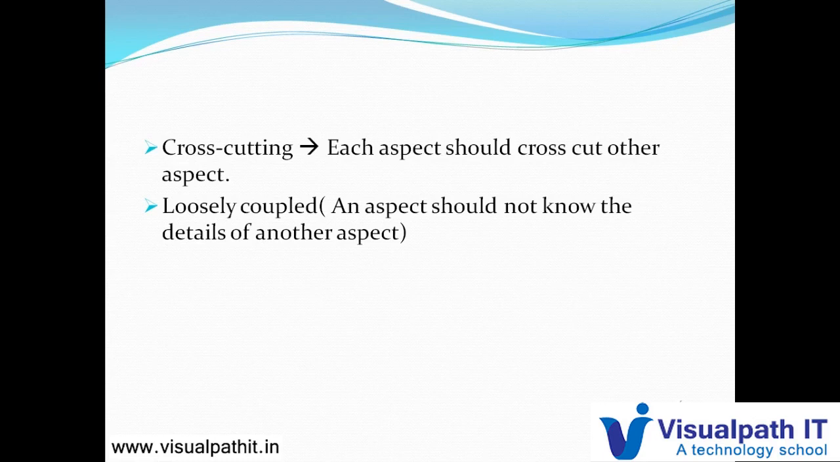Fourth is loosely coupled, that is, it should not show the details of another aspect. One aspect should not show the details of another aspect. Apart from all these four features, an aspect should also contain the join points. So what exactly is a join point? We will discuss in our next slides.